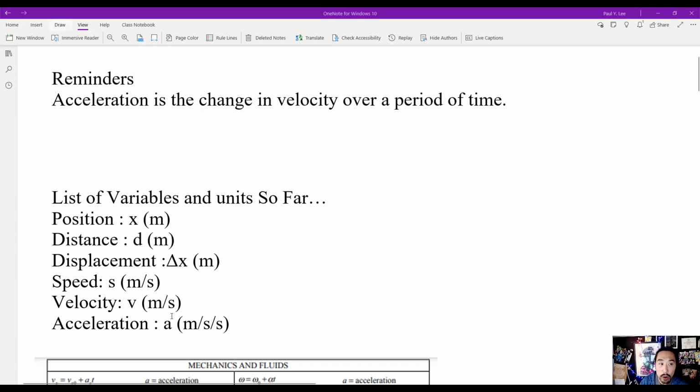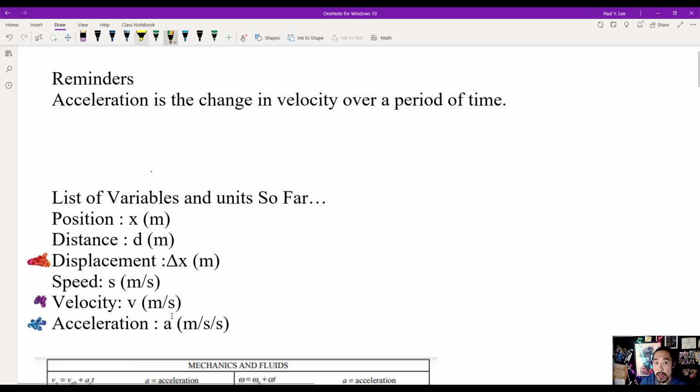What I'm going to do now is put a little star next to the variables that are vectors, because it's a good reminder. Displacement is a vector, velocity is a vector, and acceleration is a vector.